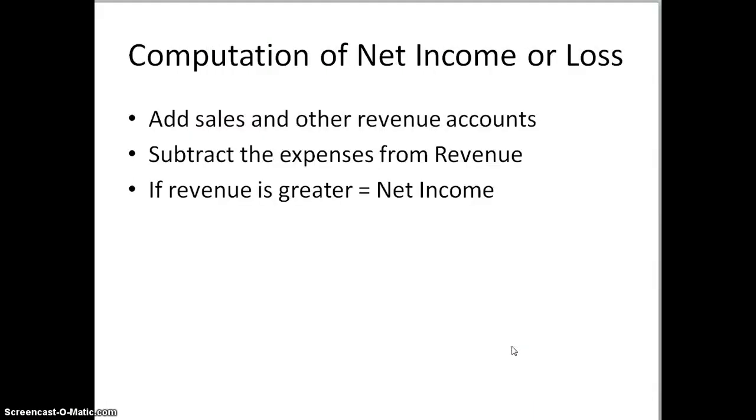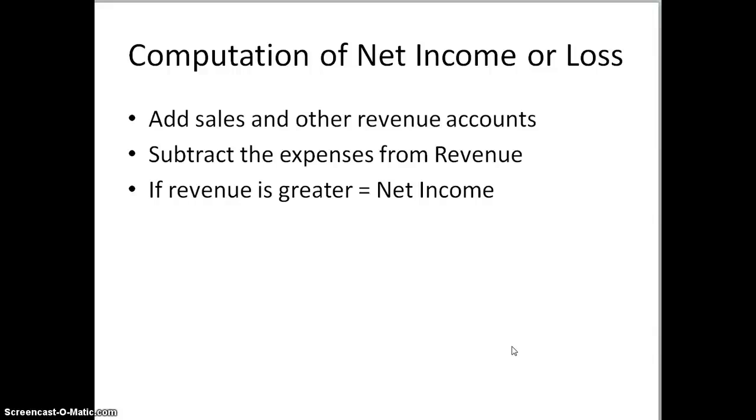The next thing we want to talk about is computation of net income or loss. And we kind of talked about this a little bit in the beginning when we talked about an income statement, which showed net income or net loss. The first thing you're going to do is add sales and other revenue accounts. So if you're a restaurant, you might have food sales and beverage sales and liquor sales. You would add up all those revenue accounts.